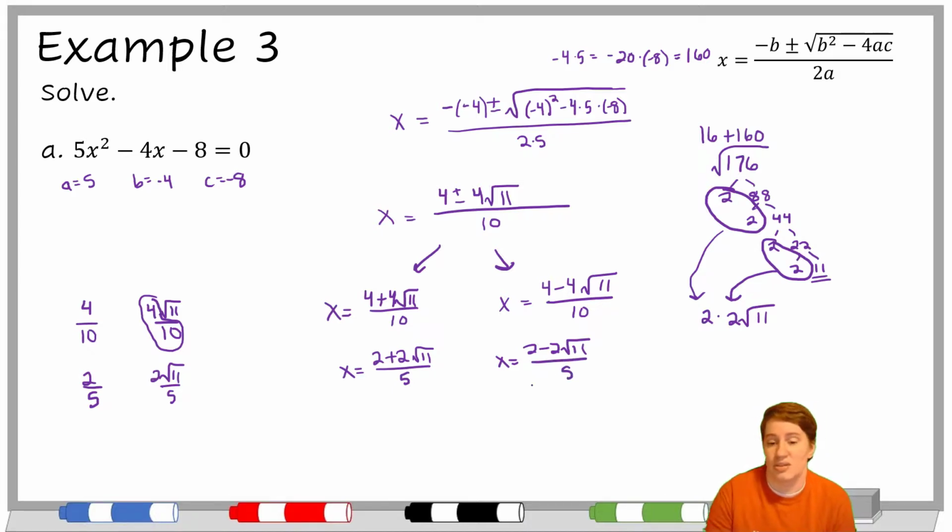But in order to be able to simplify all 3 numbers, so the number in front of the plus or the minus, the number right after the plus or the minus outside of the square root, and the number on bottom, all 3 of those have to cancel.